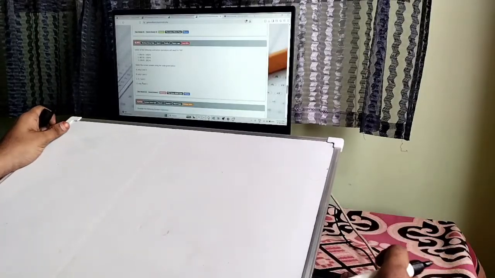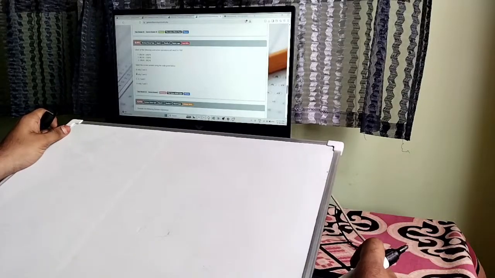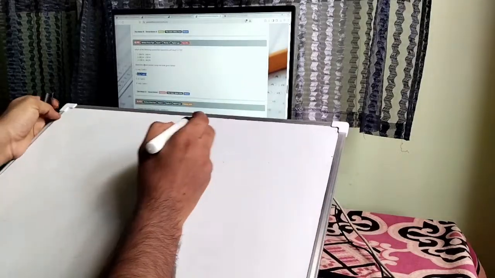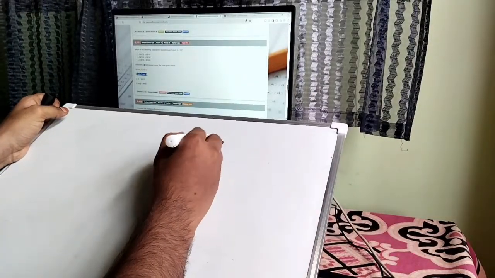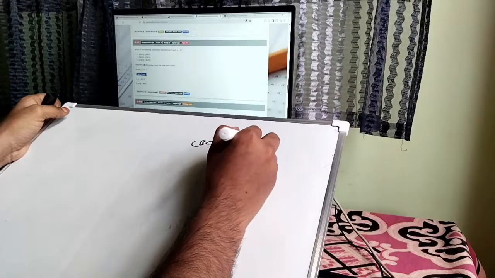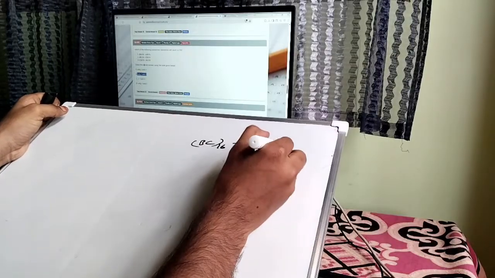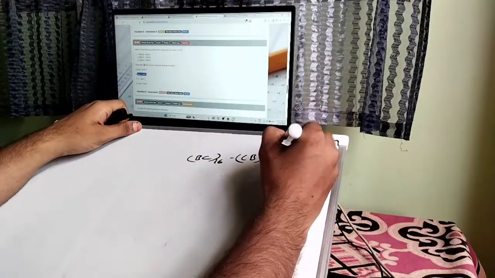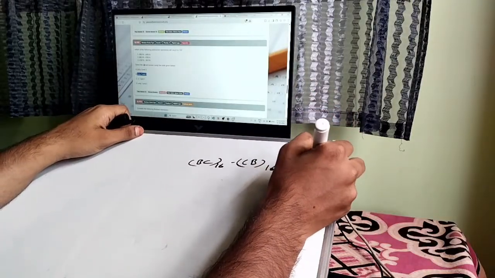Option two only. What they have given as option B, so let's take option two as false. What they have given is BC to the base 16 minus CB to the base 16. They are doing this subtraction, so what that means is it equals F to the base 16.